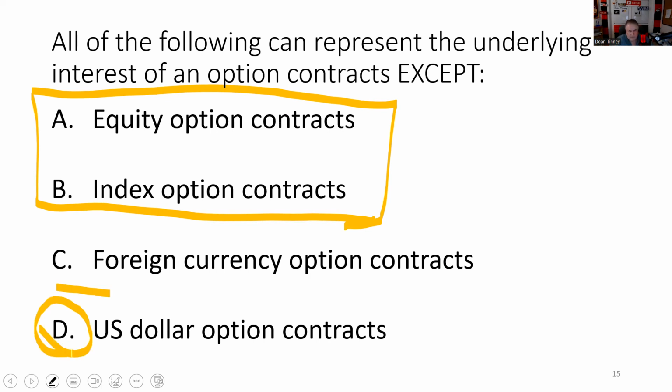And the US dollar, there are no option contracts on the US dollar. So the answer here is D as in dog or donkey. And again, it's not really my D choice that I want you to hold on to. What I'm trying to illustrate in the question is we have options on equities and we have options on indexes.